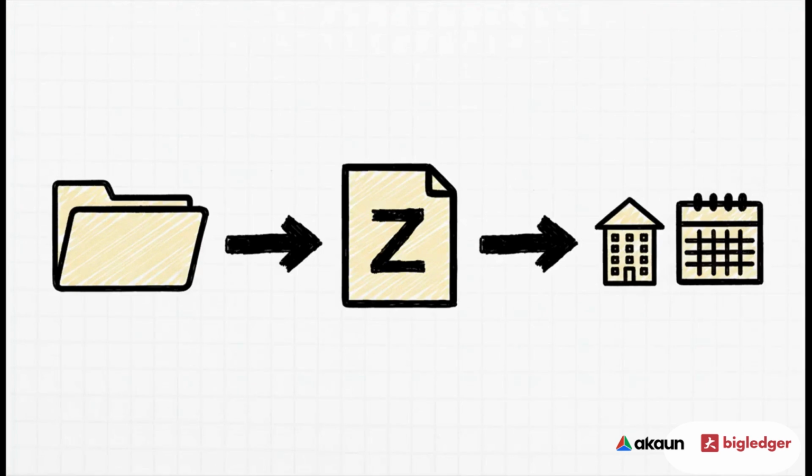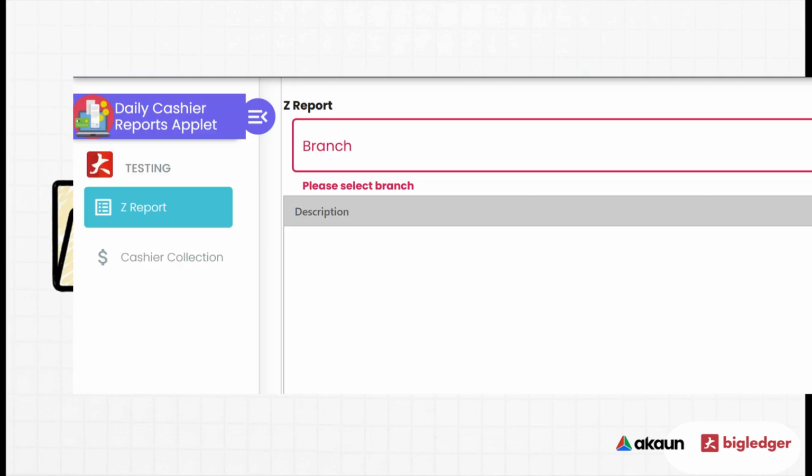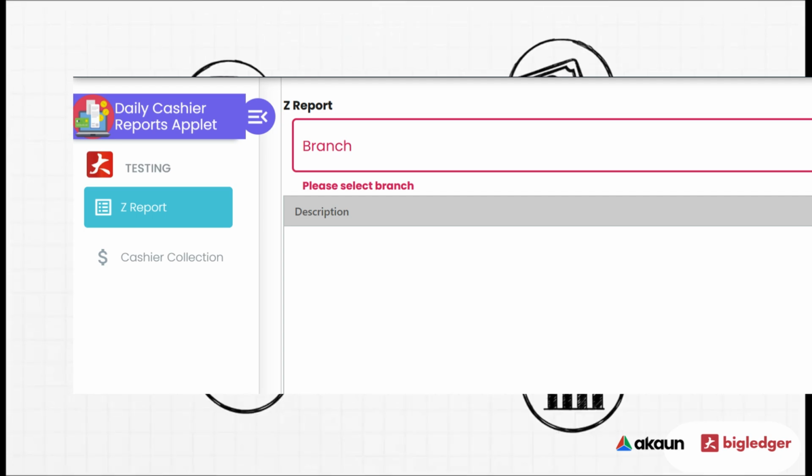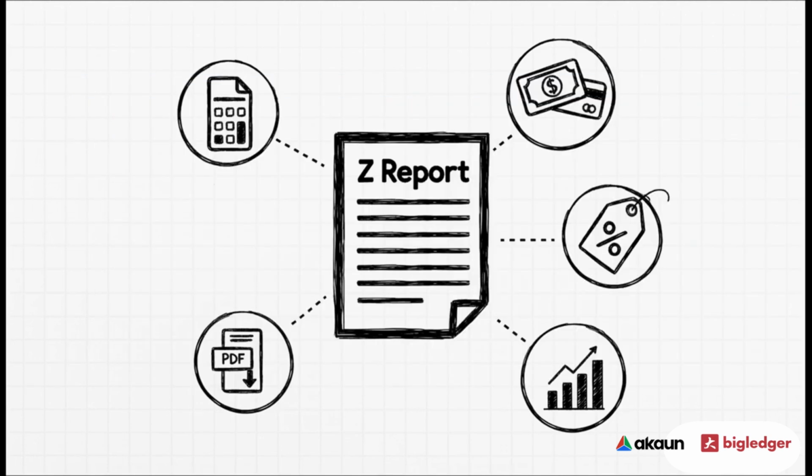And finding it? Couldn't be easier. You just pop into the Daily Cashier Applet, you click on the Z Report, and then you just filter it by your branch and whatever date you need to look at. Simple as that. The real magic of the Z Report is how clean and simple it is. It gives you this perfect summary of everything you need for a daily sign-off. Your total collections broken down by payment type, any discounts you gave out, your net sales, even your total transaction count. And best of all, you can export it to a PDF with a single click.